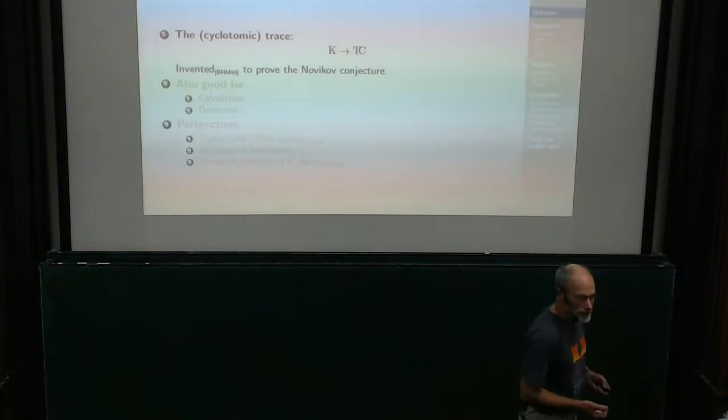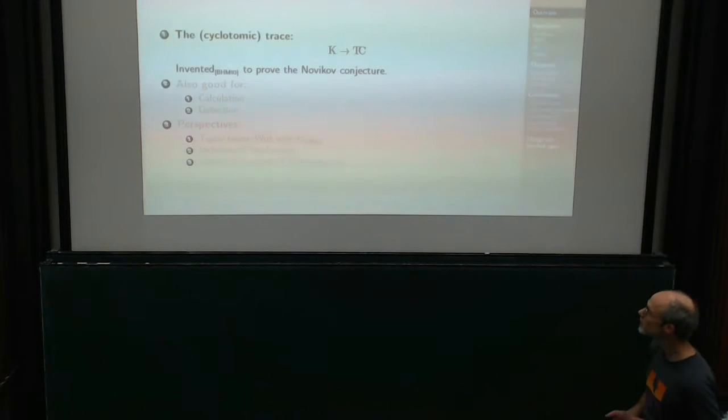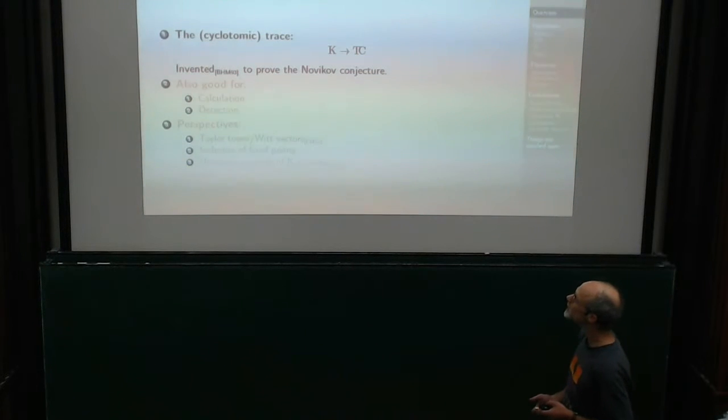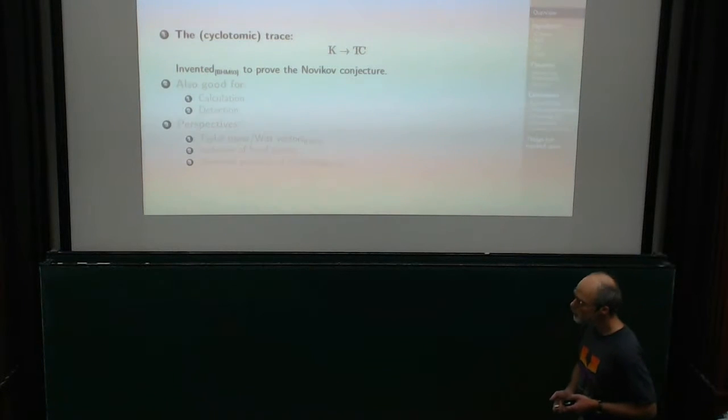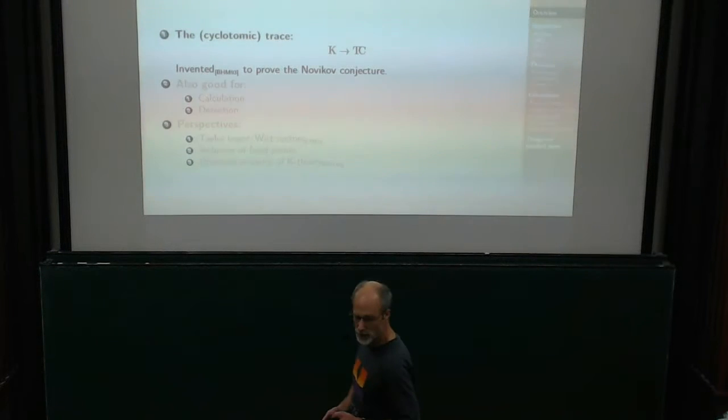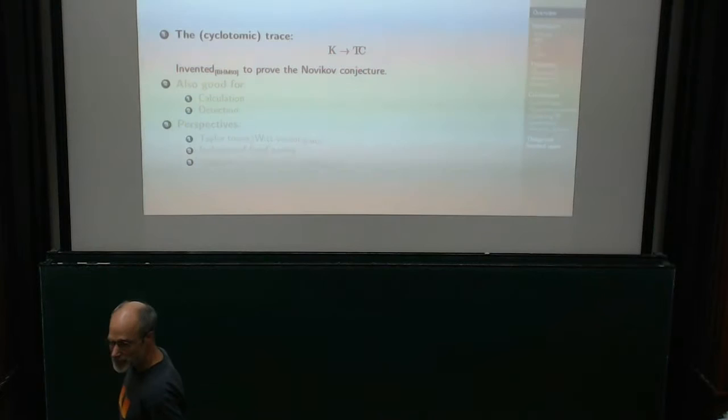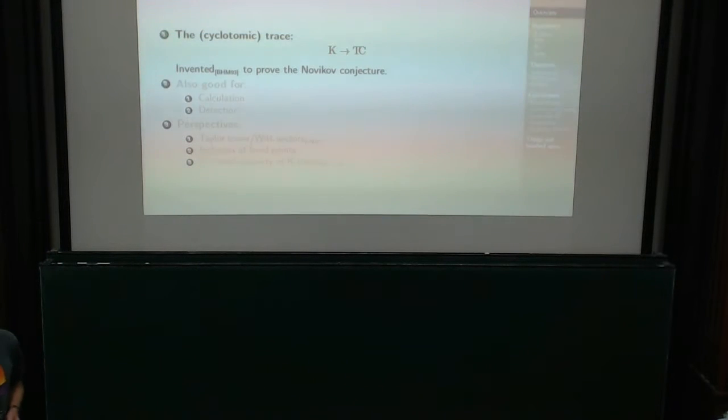So I lied. I said I wouldn't say anything about history. So on the first slide, I say that the cyclotomic trace was invented by Bökstedt, Hsiang, and Madsen in the late 80s in order to prove the Novikov conjecture.